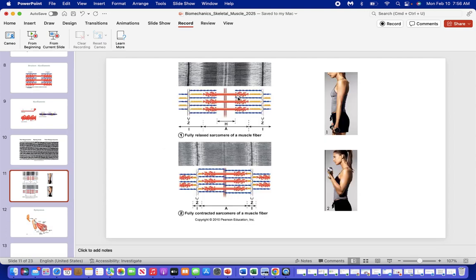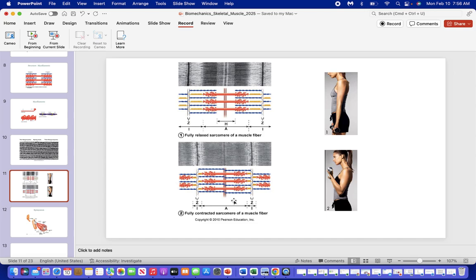All right, so this is a picture of a fully relaxed sarcomere of a muscle fiber, and then a fully contracted one. During muscle contraction, the thin actin filaments from either end of the sarcomere slide toward each other. The Z lines move toward the A bands. Those A bands maintain their original size. The I bands narrow and the H zone disappears.